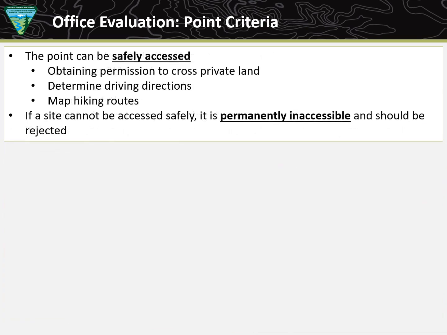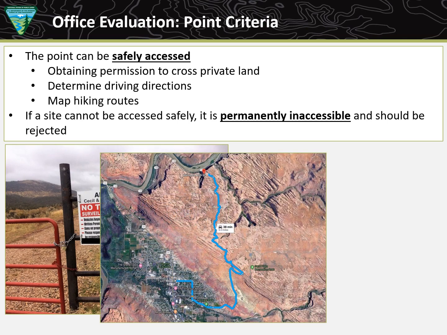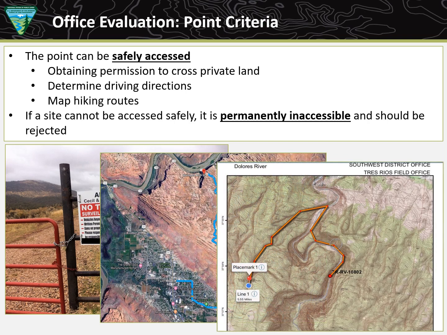Next, it should be determined if the point can be safely accessed. Factors contributing to this may include obtaining permission to cross through private land, determining driving directions, and mapping hiking routes. There may be unique challenges to accessing many points, so research should be done thoroughly, especially with those familiar with the field office. If a site cannot be accessed safely, it is permanently inaccessible and should be rejected.